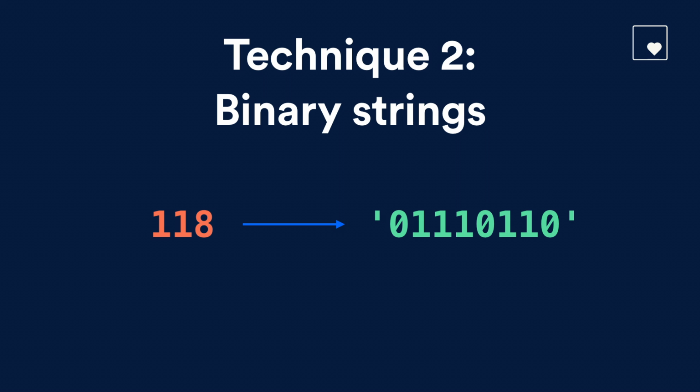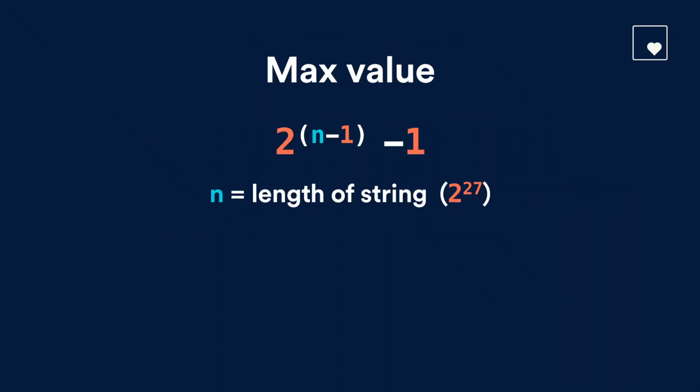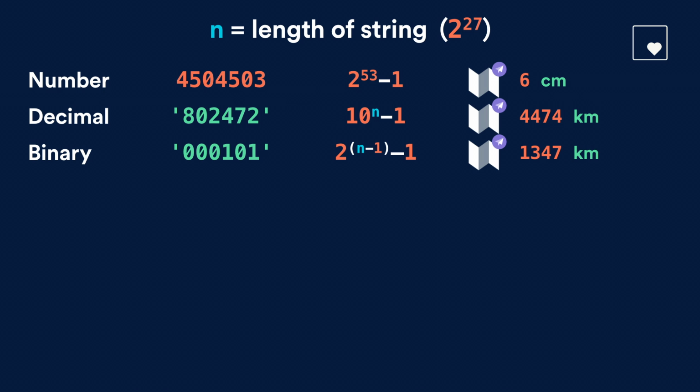So I'm now going to move to the next technique, which is binary strings. So this is the binary representation of the number 118. It's an 8-bit representation. Now the max value in this system is 2 to the n minus 1, minus 1, with n being 2 to the power 27. And why it's minus 1 is because I'm storing the binary in a format called 2's complement. And I'll explain why that's important in a sec.